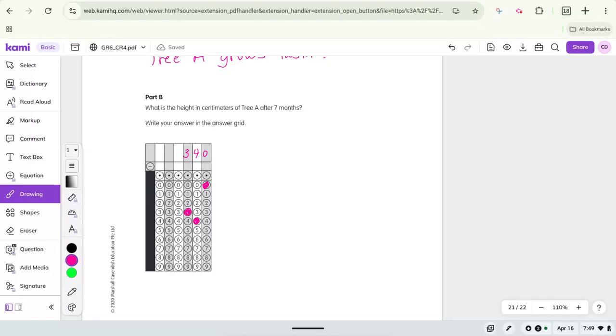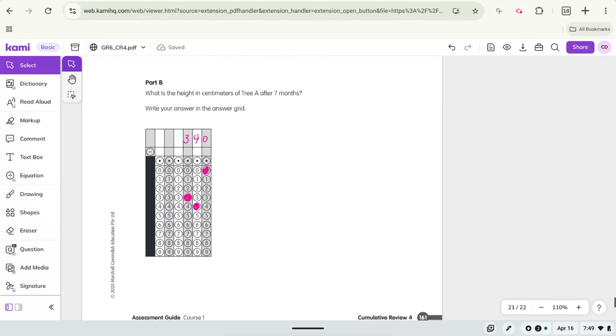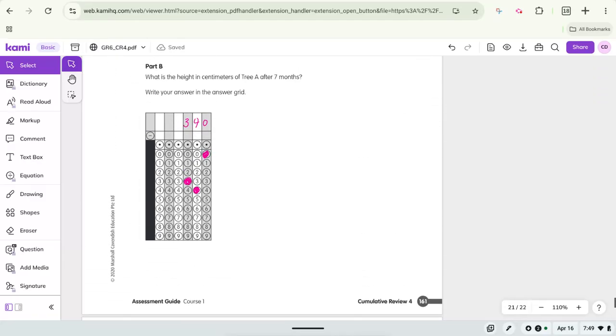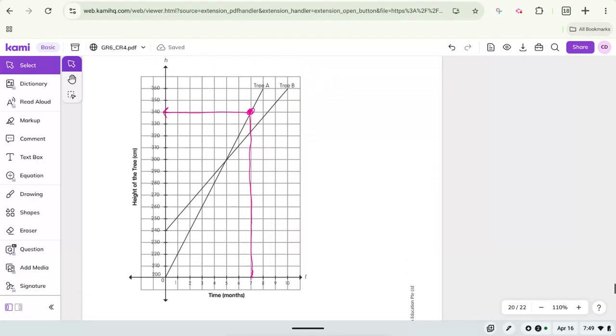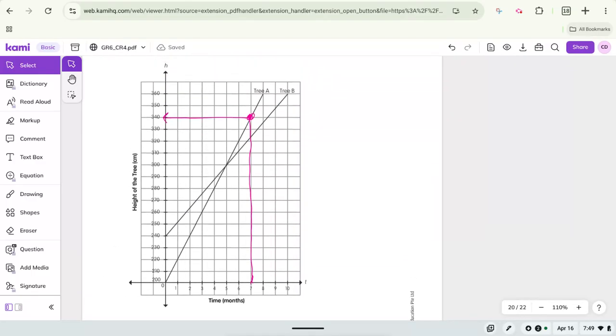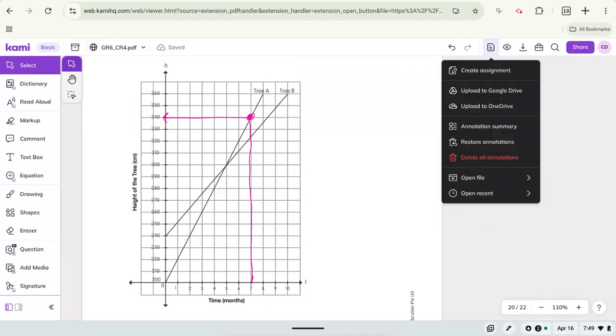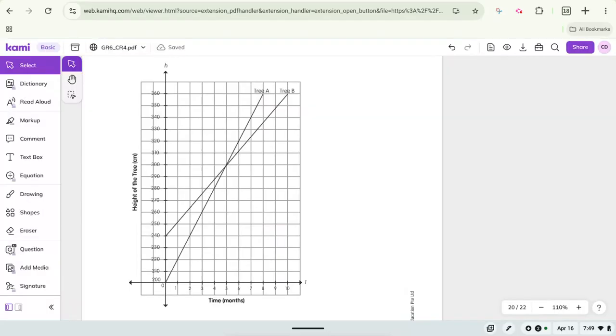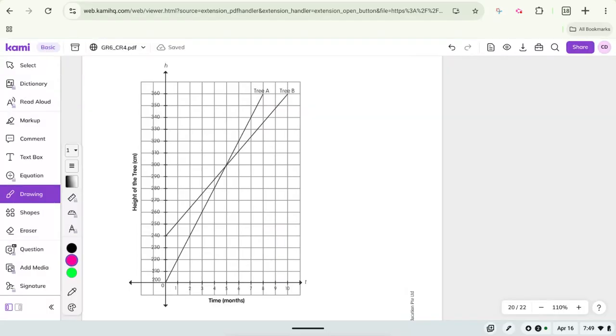All right, almost done here. Part C says if tree B is at least 350 centimeters tall, how many months have passed? Okay, at least 350. So let's go back to the graph. So let me erase what I have here. So 350 centimeters, so it'd be 350 or above. So tree B would be here or more. So tree B keeps growing.